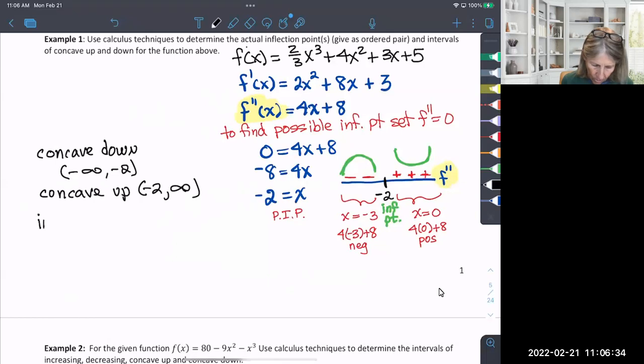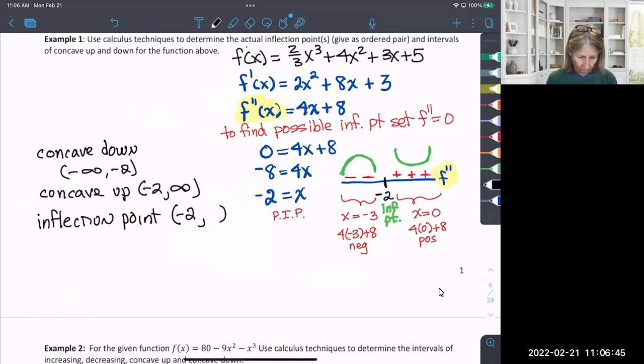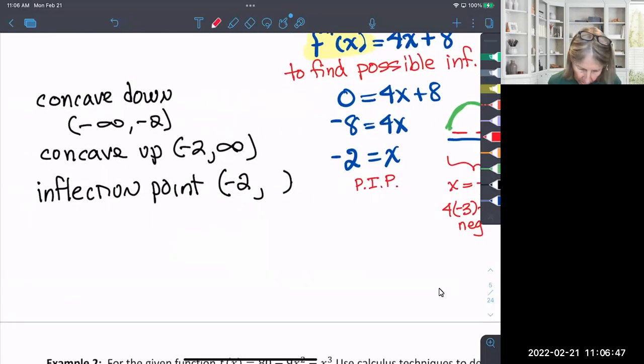Now let's give the actual inflection point, because it's a point. So let's get the whole ordered pair, -2 something, right? Let's get the ordered pair. So I need to get the y value for my inflection point. Remember, it's a point on the graph. So if you want the y value, you need to plug that x value back into the original, right?